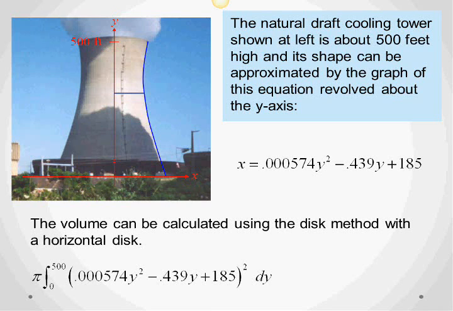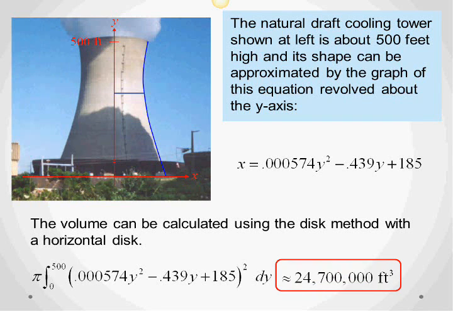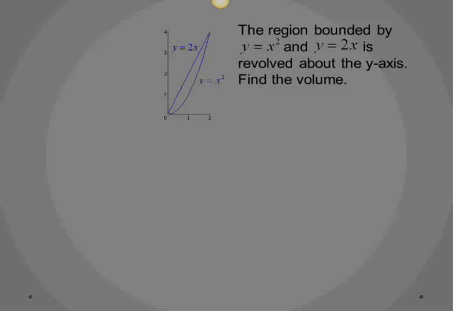And so I'm going to integrate from 0 to 500, because that's how tall the tower is. And the radius is the value of the function. Or actually, it's not a function, but the value of x at each of those y values. And if I throw that on my calculator, we get that it is 24,700,000 cubic feet is how much it could hold.